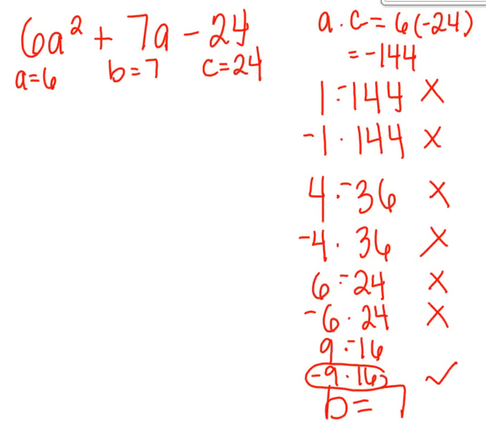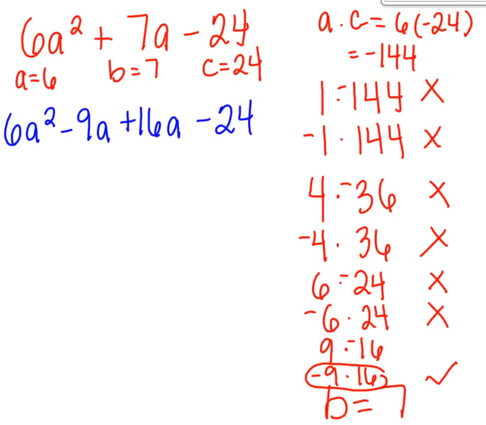So notice how I didn't go through every factor. I just picked and chose to see which one would give me that 7, because 144 is a really large number to factor. All right, so now I'm going to go up here and rewrite 6a squared. And instead of writing 7a in the middle, I'm going to write minus 9a plus 16a. I'm still going to have the minus 24 at the end. So all I did was rewrite the 7a. It's not gone. I just split it up.